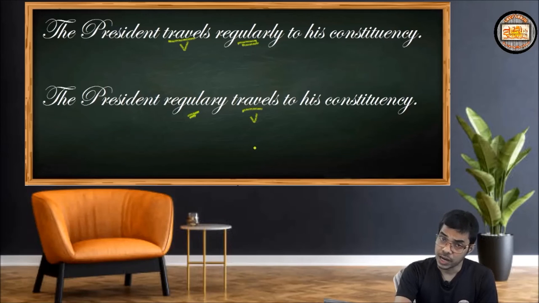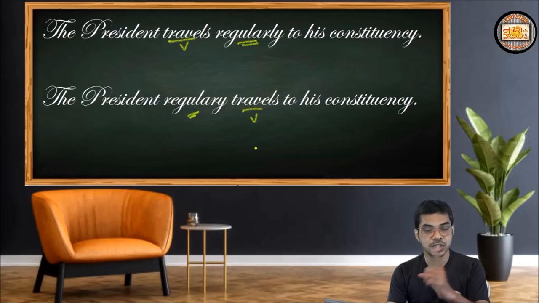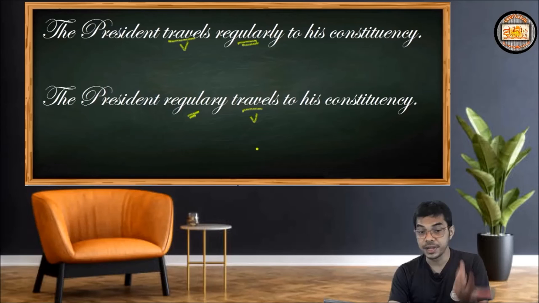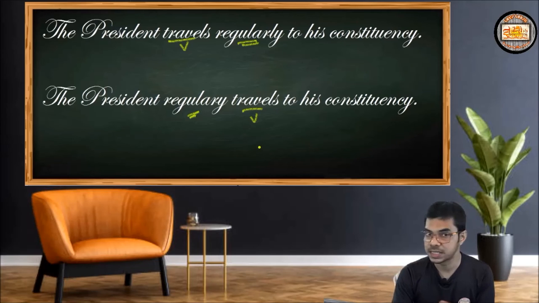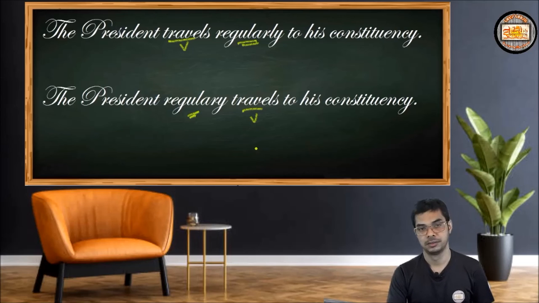Adjuncts, most of the times, as we have said, qualify or modify either the verb or a verb phrase, or sometimes the whole sentence. That's why they are treated as adverbs. So their position is equally important, where to place them. The president travels regularly to his constituency. Obviously, it doesn't mean the same when you say the president regularly travels to his constituency. There will be a difference in meaning.